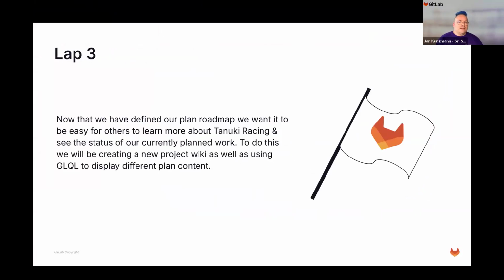So basically, now that we have defined our roadmap, we want to make it easy that others can also talk about the Tanuki Racing and the status of the planned work. Wikis serve obviously very well as a good foundation for providing any kind of context and any kind of content. And we'll be using the GitLab Query Language also to make our issues accessible.